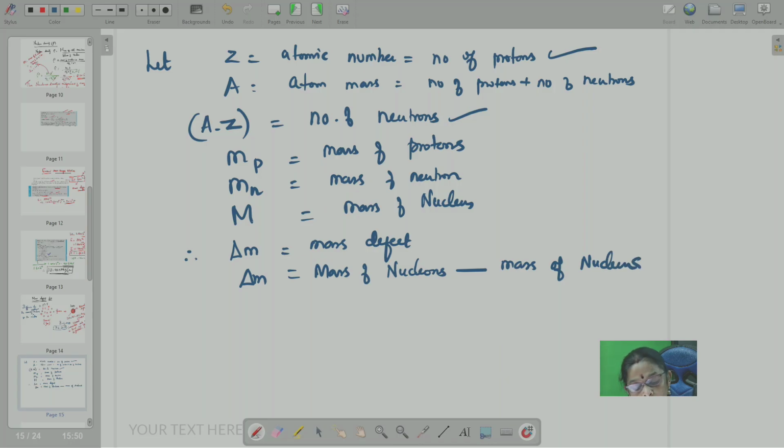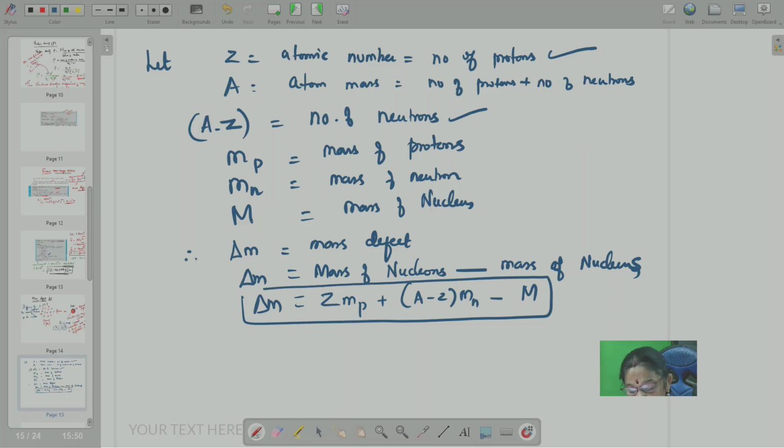So therefore I can write the mass of nucleons is nothing but the sum of the mass of protons and neutrons. So mass of proton into number of protons. Let me write like that. Z into Mp plus mass of neutron into, what is the number of neutrons? A minus Z, into Mn, minus the mass of the nucleus. That's all. Very simple.